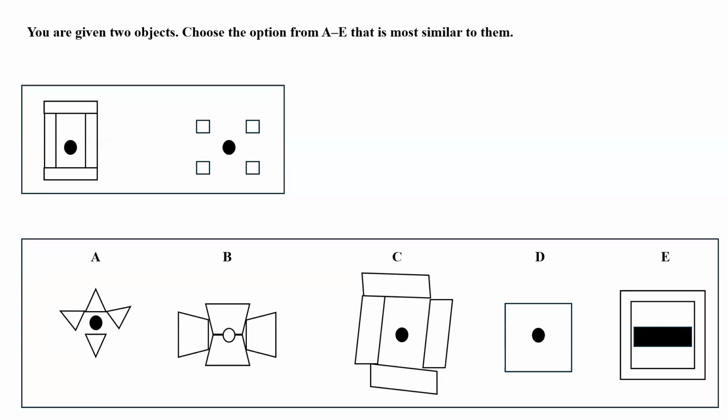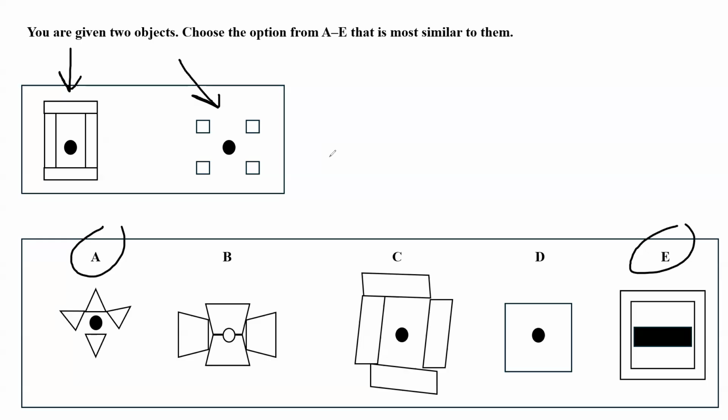Right, this is how it works. You are given two objects. Object one is right here, and object two is right here. What you need to do is decide which option from A to E, so here are our options, which one of these options, A, B, C, D, or E, is most similar to the two objects that we're given. Okay?